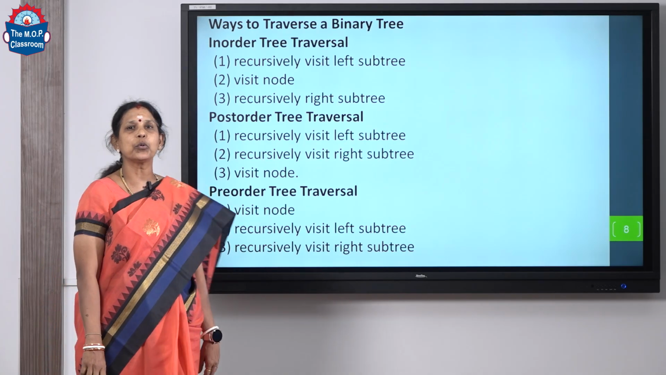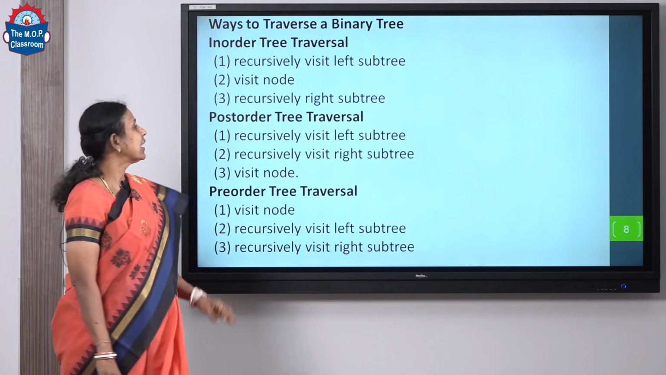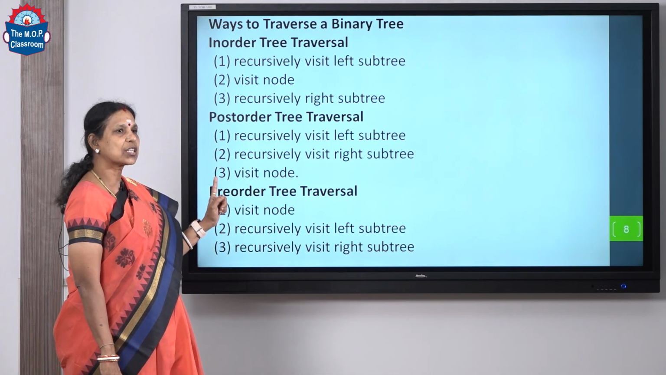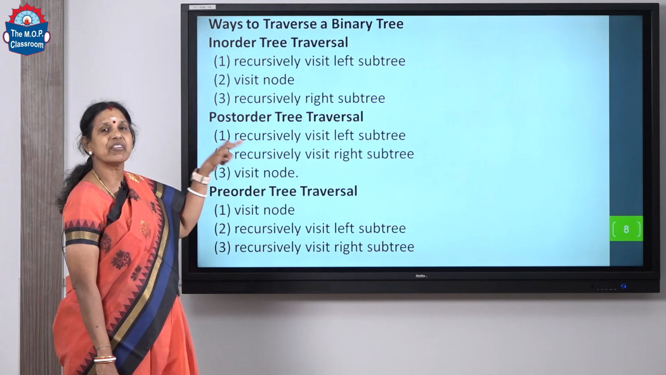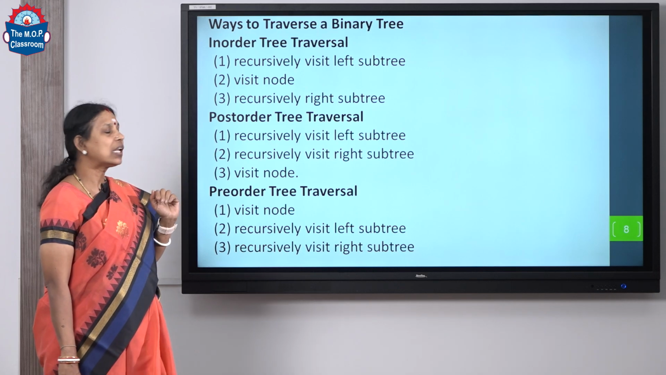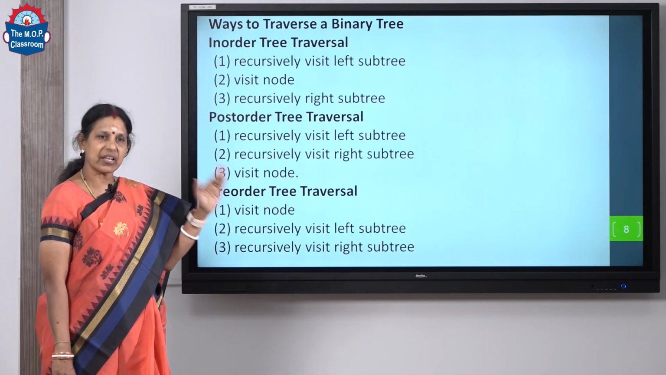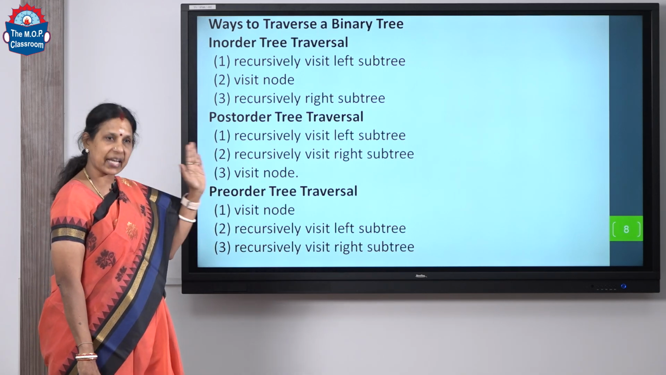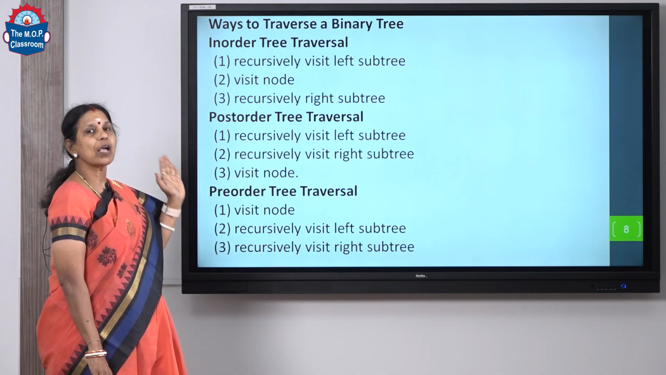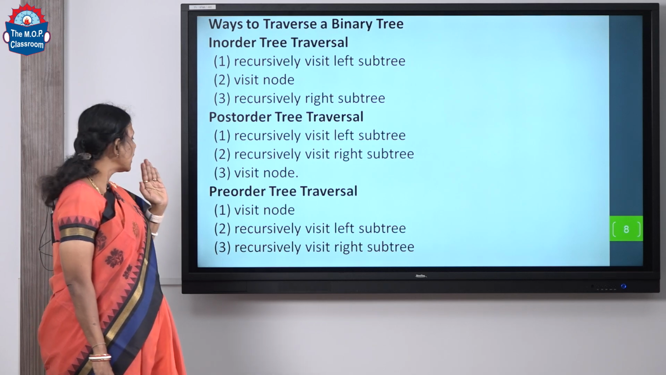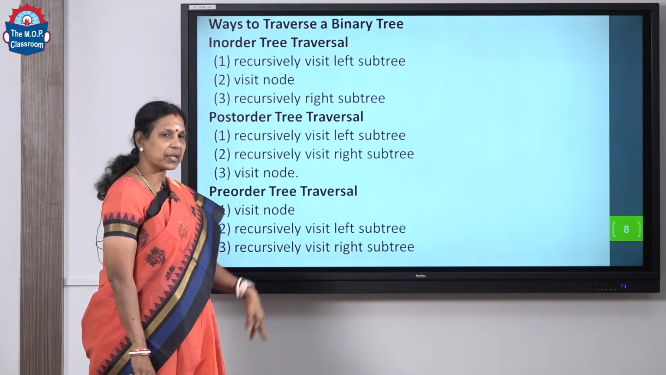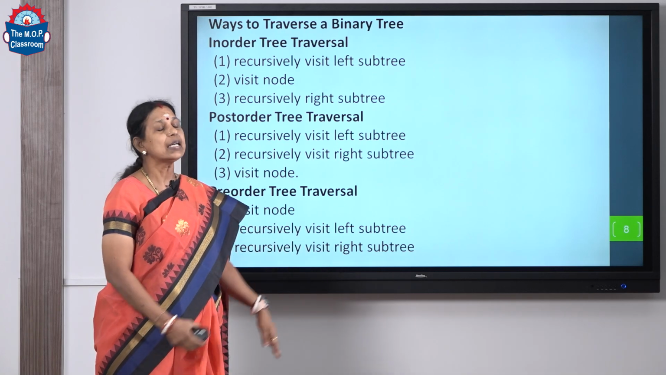What will we do in our in-order tree traversal? Recursively, we will visit the left subtree, then we will visit the node and then recursively visit the right subtree. In the post-order tree traversal, we will recursively visit the left subtree, recursively visit the right subtree, then visit the data. In the same way, in pre-order tree traversal, we will visit the data, then recursively visit the left subtree and then recursively visit the right subtree.